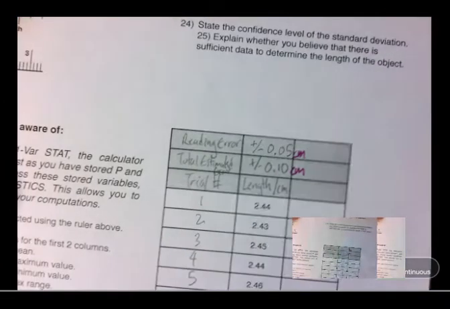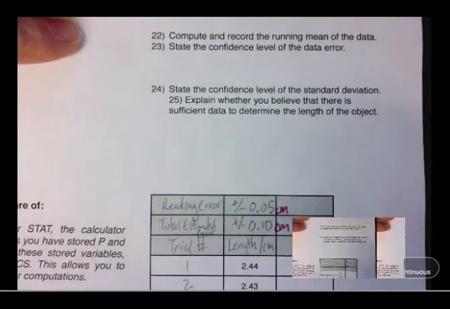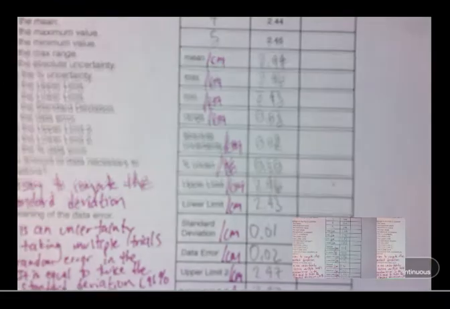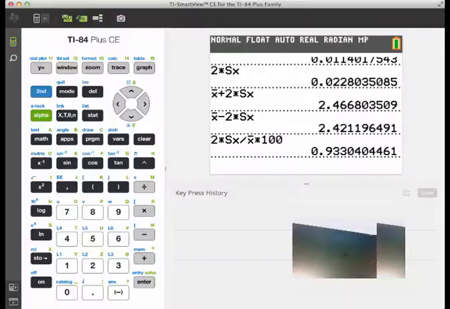The next question is to compute and record the running mean of the data. Now the running mean of the data is a little bit tough to do. It's labor intensive with the graphing calculator, a little bit easier with a spreadsheet. So we're going to go to the graphing calculator to do this, and I'll show you some shortcuts. In this next section, we're going to compute the running mean of this data set on the quiz. I'm going to show you some shortcuts to save time. It can be a lengthy process.